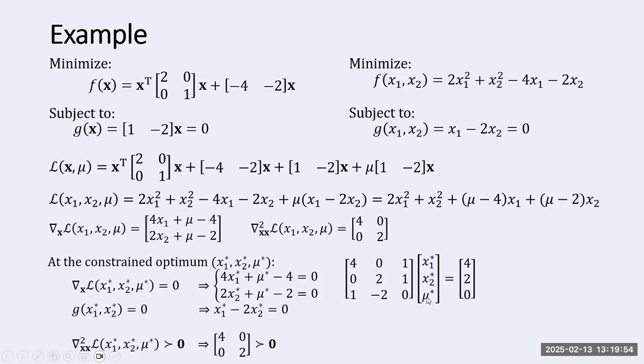In this particular case, you don't have any need for mu star. So you'll get your solution x1 star and x2 star. That would be the constrained minimum of this constrained optimization problem. So this is how you would solve a constrained optimization problem with only linear equality constraints. Am I clear?